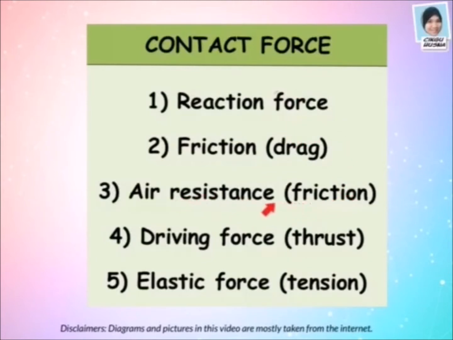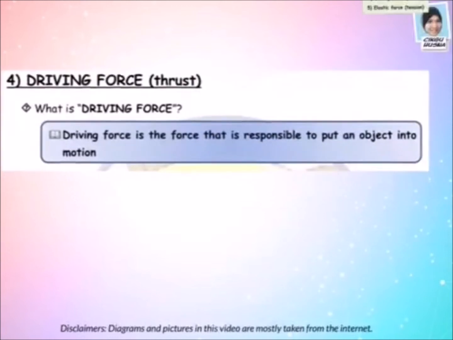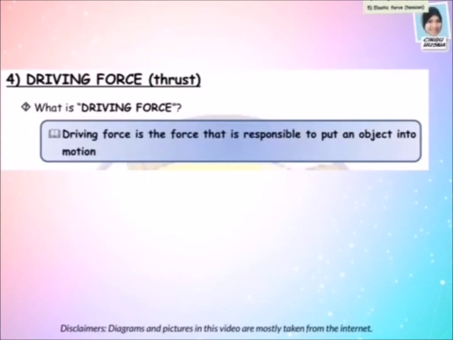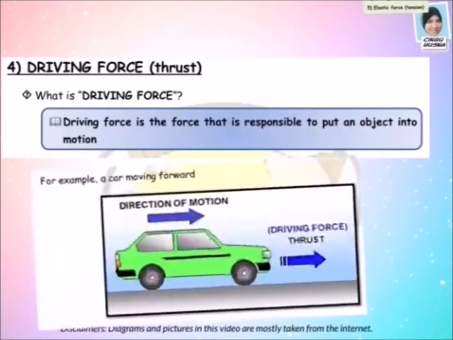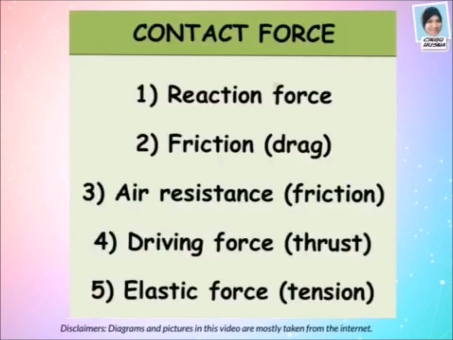The next one after air resistance is driving force or thrust. Driving force is the force that is responsible to put an object into motion. For example, a car. Here, to identify the driving force or the thrust, look at the direction of the motion. If the direction of the motion is the same as the unidentified force, this force is the driving force. The last contact force is the elastic force or tension.